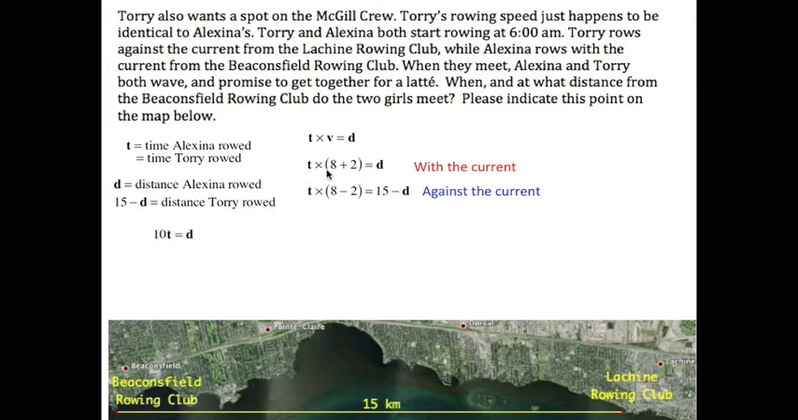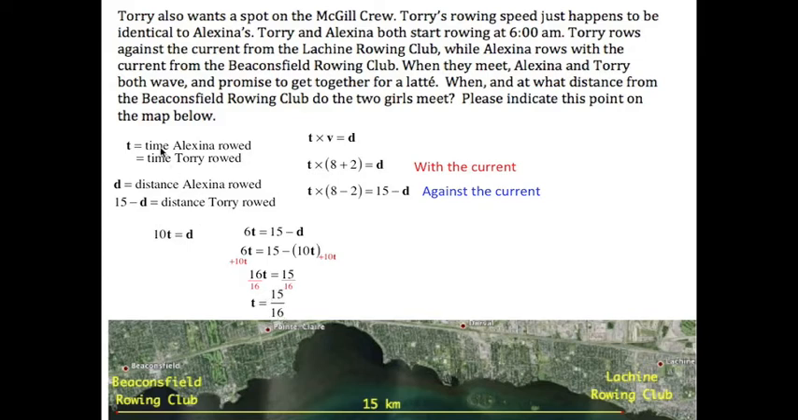Okay, so this is going to give us 8 plus 2 is 10 times t, 10t, is equal to the distance d. And here we're going to get 8 take away 2 is 6, so 6t is equal to 15 minus d. Alright, so we have two simultaneous equations, and we know that d is equal to 10t, so I'm going to replace d with 10t in this equation. So we have 6t is equal to 15 minus 10t. I'm going to add 10t to both sides, and that's going to give us 16t is equal to 15. Divide both sides by 16, and that gives us t is equal to 15/16.